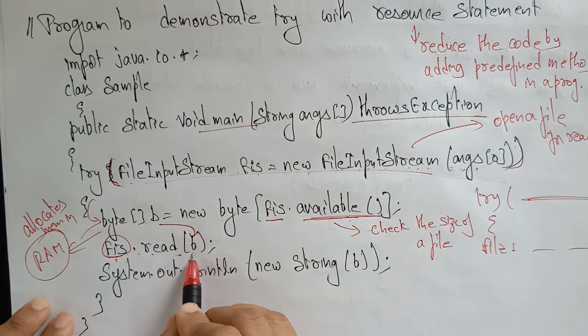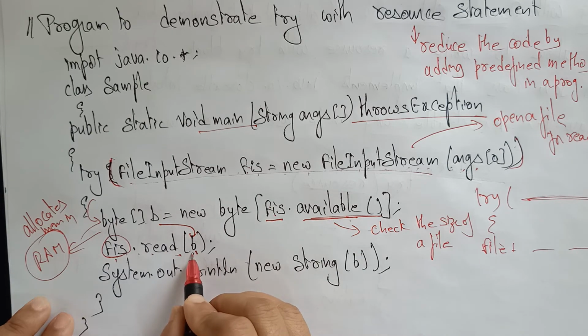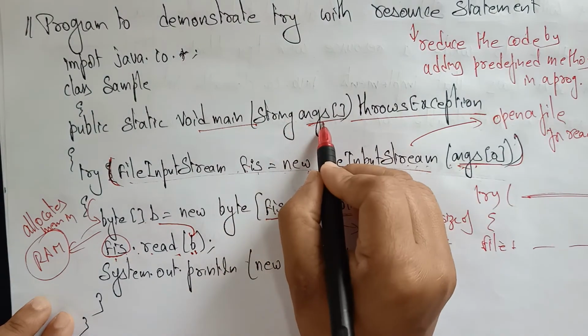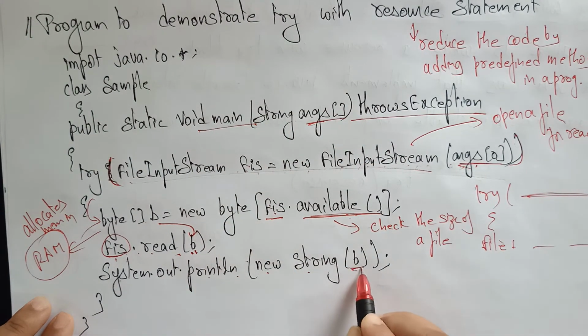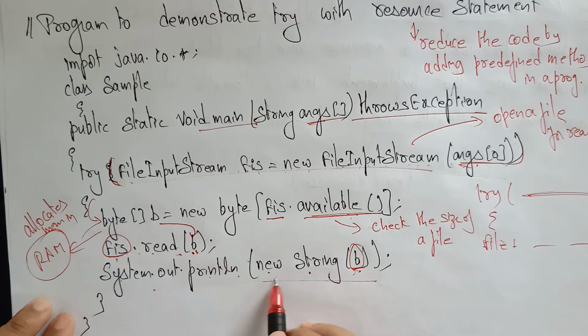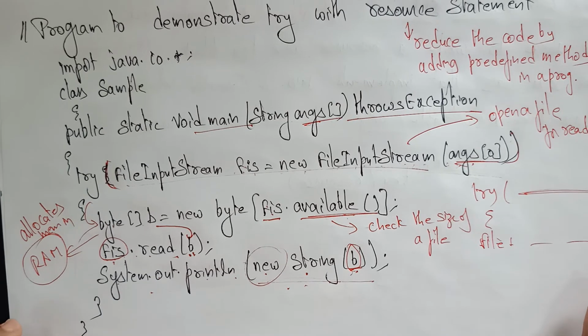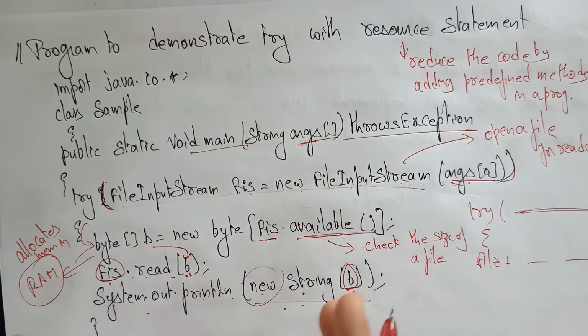fis.read: I read the data into the byte array. Whatever data I have read is in bytes, but the output I want is of string type. So now convert: System.out.println(new String(b)). The data which is in bytes will be converted into a string and printed. The String class can be called directly, so I can call new String directly. This is a program to demonstrate try with resource.